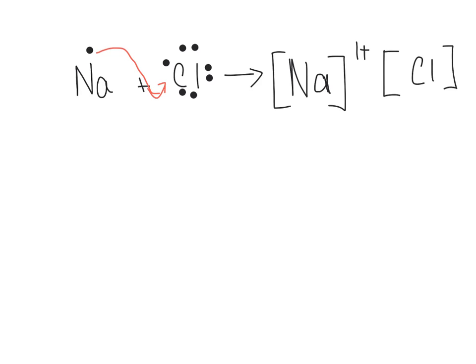Chlorine will now have its octet filled. It has all of them. It gained 1 electron, so it is 1 negative. What you have just drawn is how to show using Lewis dot structures how sodium chloride forms.